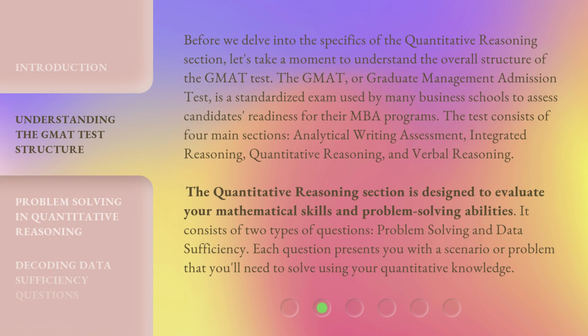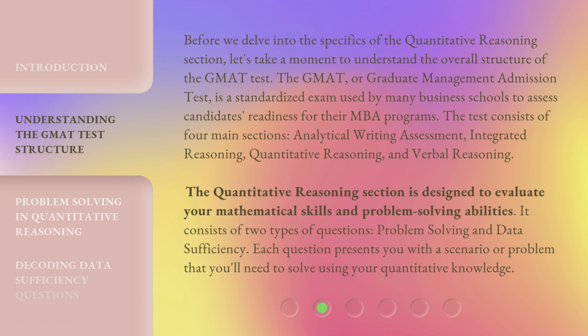Before we delve into the specifics of the quantitative reasoning section, let's take a moment to understand the overall structure of the GMAT test. The GMAT, or Graduate Management Admission Test, is a standardized exam used by many business schools to assess candidates' readiness for their MBA programs. The test consists of 4 main sections: analytical writing assessment, integrated reasoning, quantitative reasoning, and verbal reasoning.